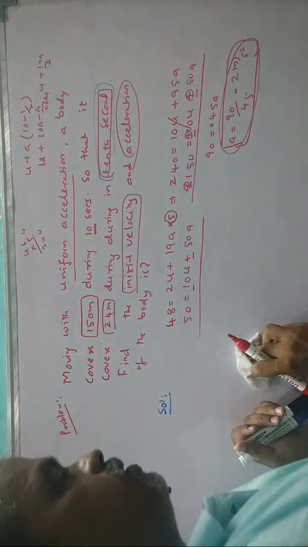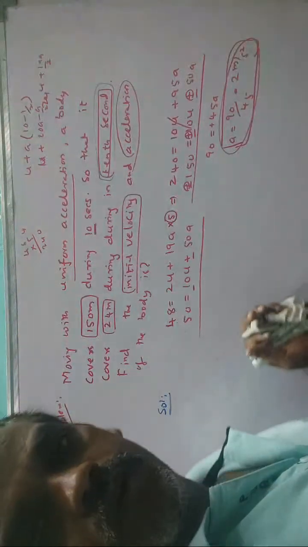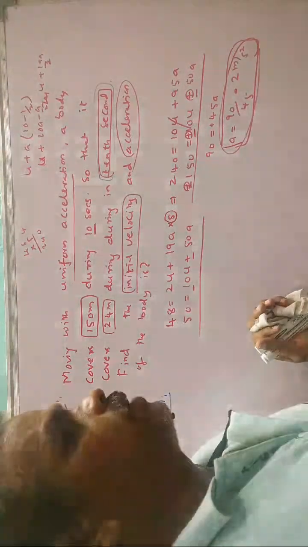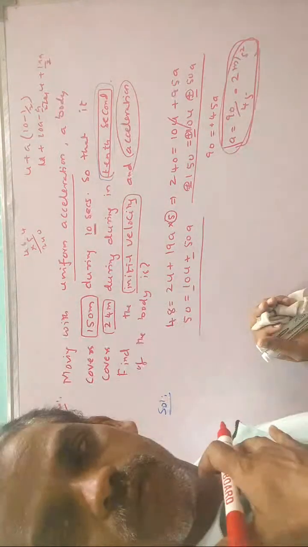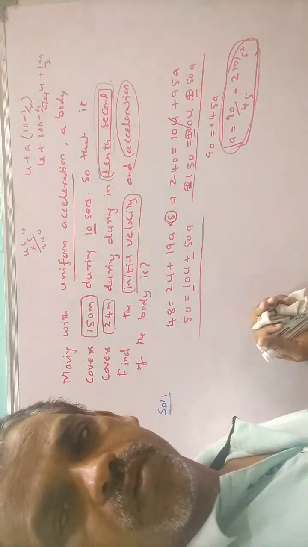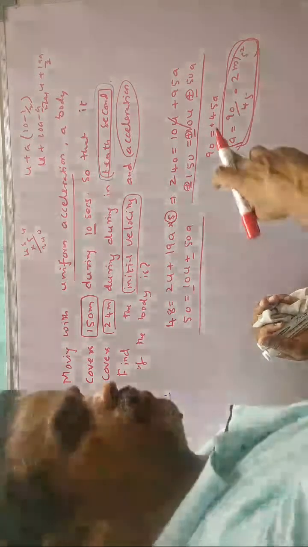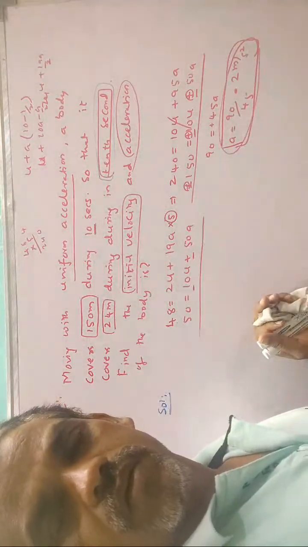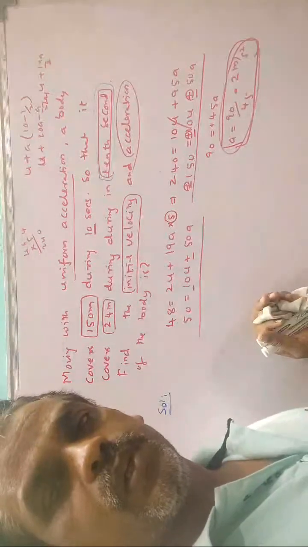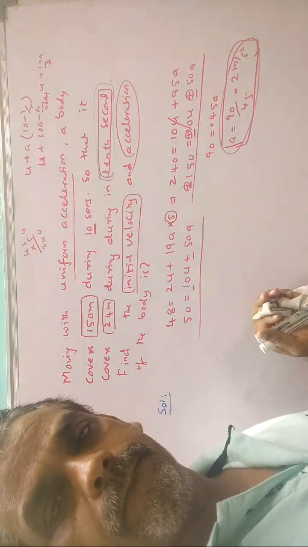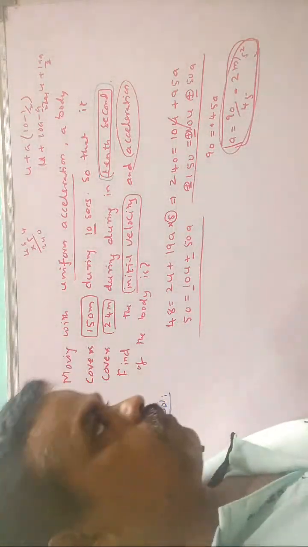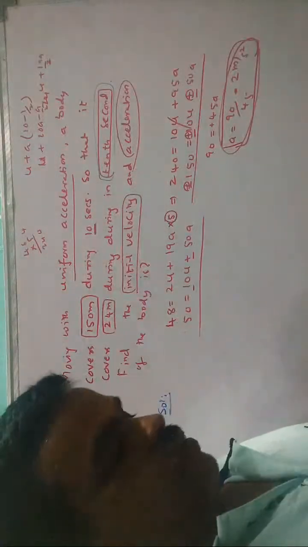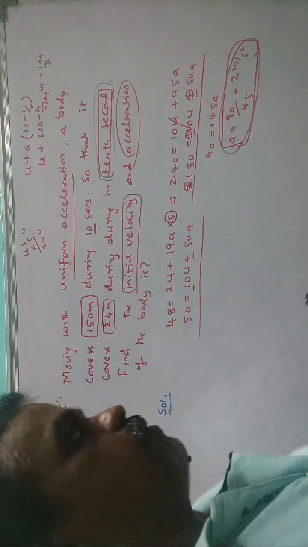So if we copied, I will go for calculation of initial velocity, that is u. Did you copy? Up to here we got a equal to 2 meter per second square. Then message me yes. Yes, okay.